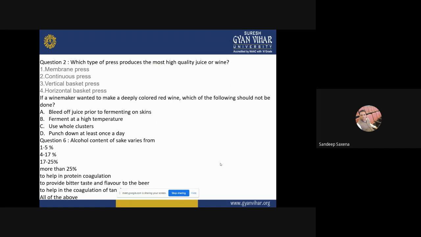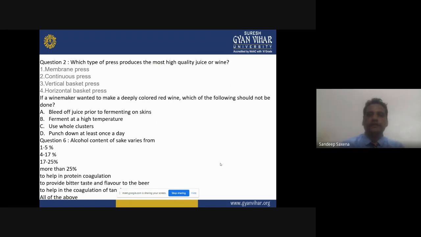If a winemaker wanted to make a deeply colored red wine, which of the following should not be done? Bleed off juice prior to fermenting on skins, ferment at a high temperature, use whole cluster, pump down at least once a day. Question number 3 of this MCQ: the alcohol content of table wine varies from option A, 1 to 5%, option B, 4 to 7%, option C, 7 to 25%, and option D, more than 25%.